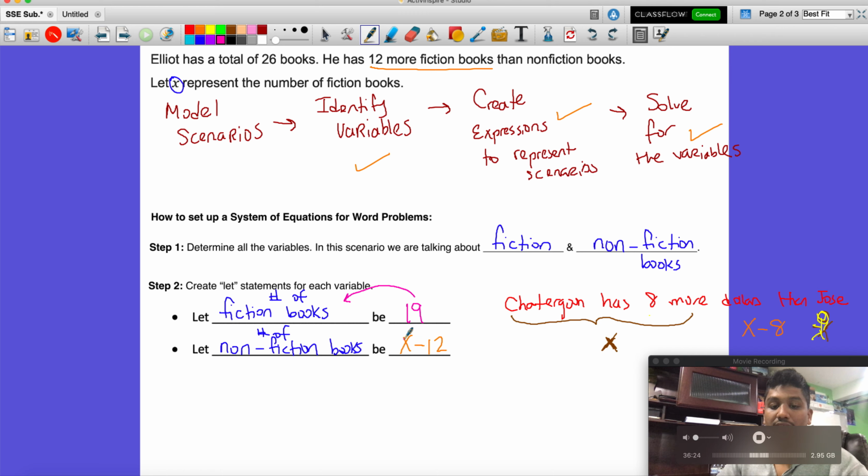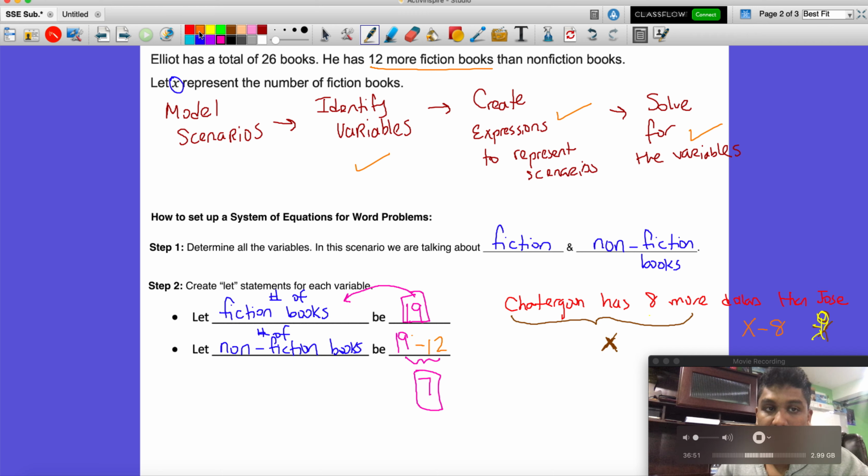Same exact thing here, right? X has now been defined. So I'm going to take my eraser and take that out, and I'm going to replace that with a 19. Oh, but wait, we could do 19 minus 12. What is that? 19 minus 12 is 7. So what this tells us is that now we have numbers for this. We have 19 fiction books and 7 nonfiction books.